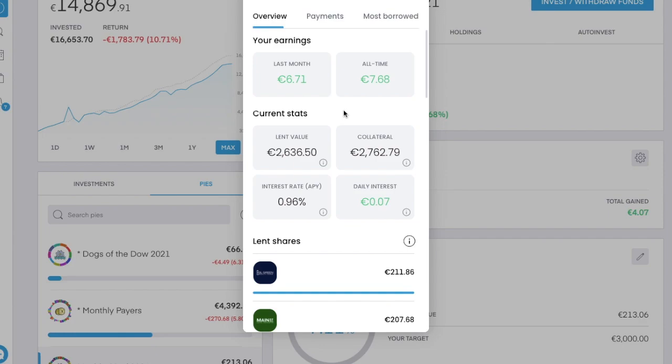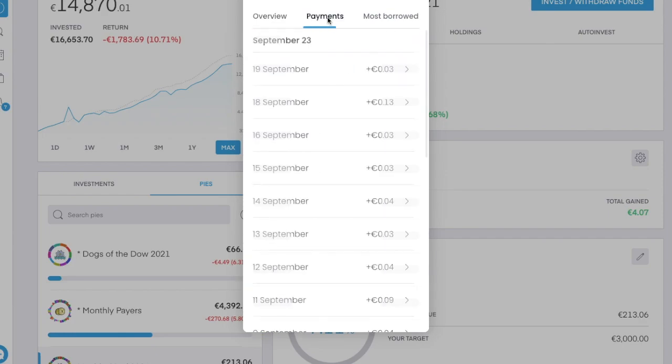It pays the interest out every day, except for Sunday, I've noticed. But whatever shares were lent out on the Sunday, there will be a larger dividend payment the next day as a result of that.